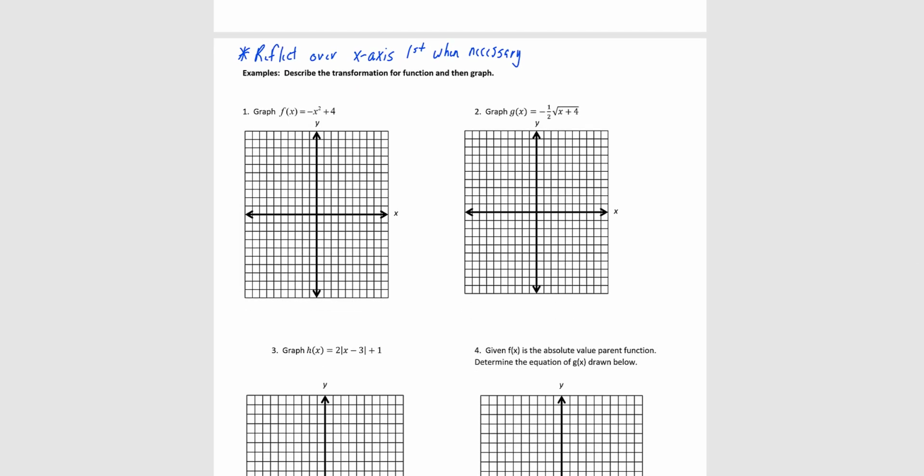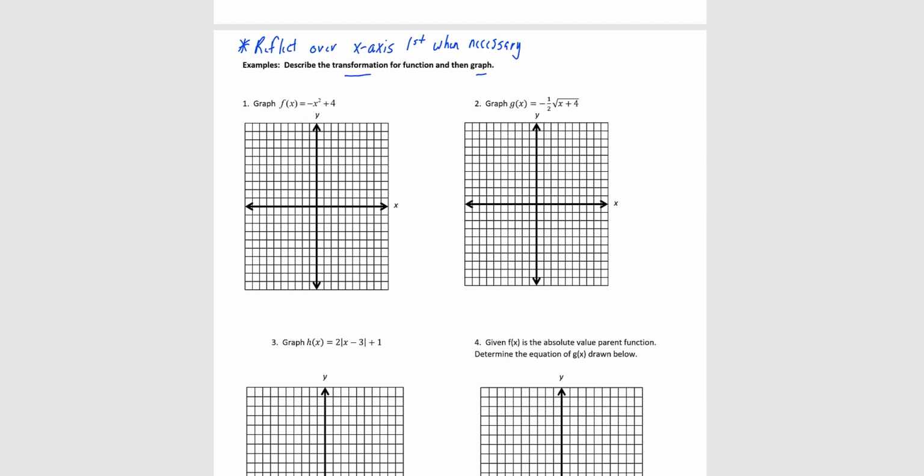All right, so let's go through some examples. These examples want us to describe the transformation that's occurring from the parent and then graph. And we'll graph 4 or 5 points depending on the problem. I do have one note up here. It says reflect over the x-axis first when necessary. So I'd make sure you write that down. We'll talk about it here in just a second.